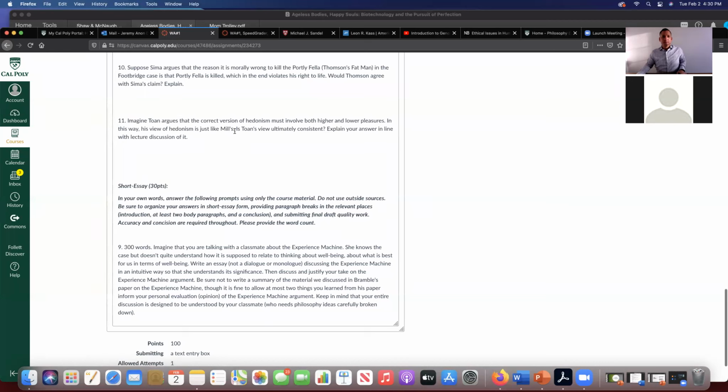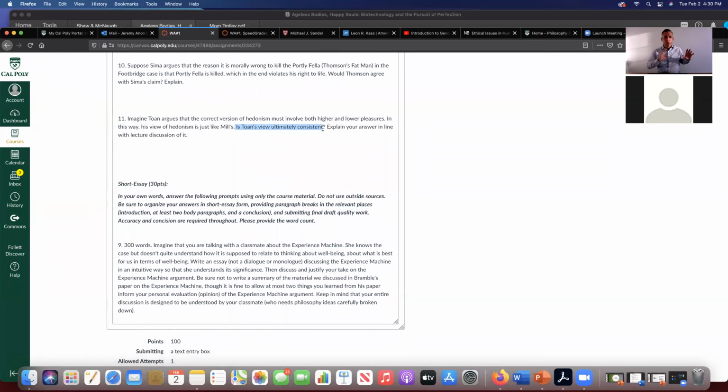And the question is, is Mill's view ultimately consistent? And note, it's full stop. It's not, is Tuan's view ultimately consistent? Full stop, not Mill's view. But of course, Tuan and Mill have the same view, so the question could have applied that way. But is Tuan's view ultimately consistent? Full stop. It's not, is Tuan's view ultimately consistent with Mill's view? Because that seems like it's going to straightforwardly be yes, right?